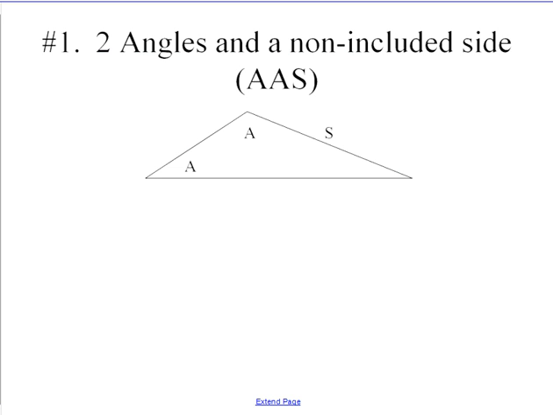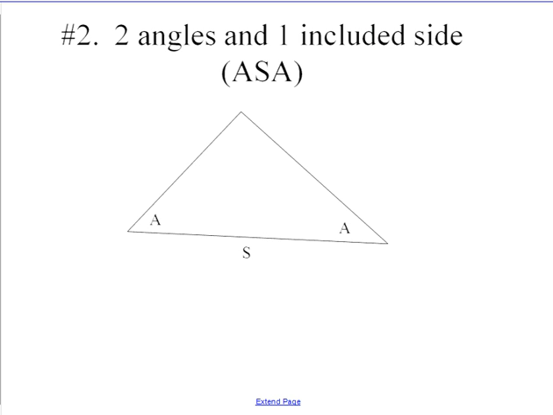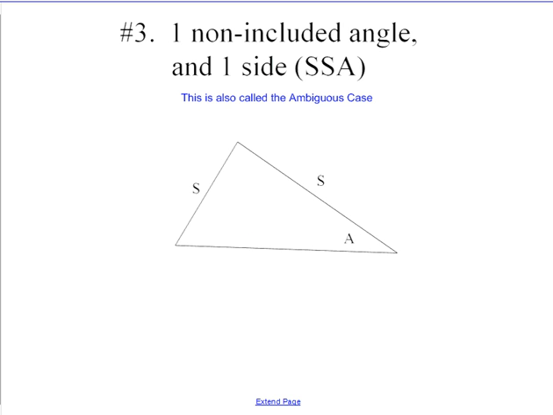So here's the first one. I said pause the video, write it down. Second one, pause the video and write it down. And here's the third one. Now this one you definitely need to put an asterisk or something by, because this is the ambiguous case, as it's noted down here. This one we'll get into more specifically tomorrow, because there's some extra things that you have to check.